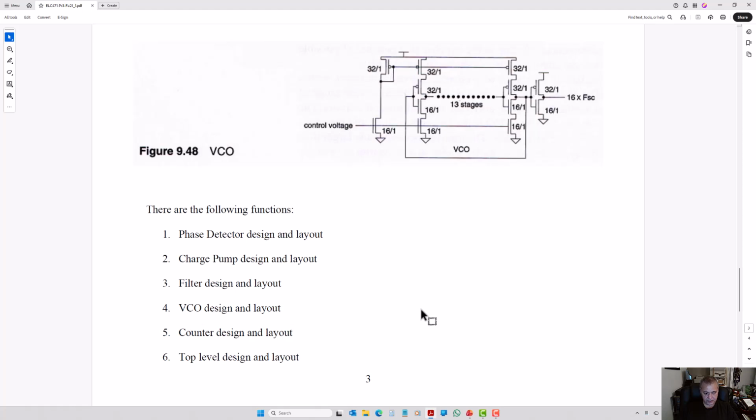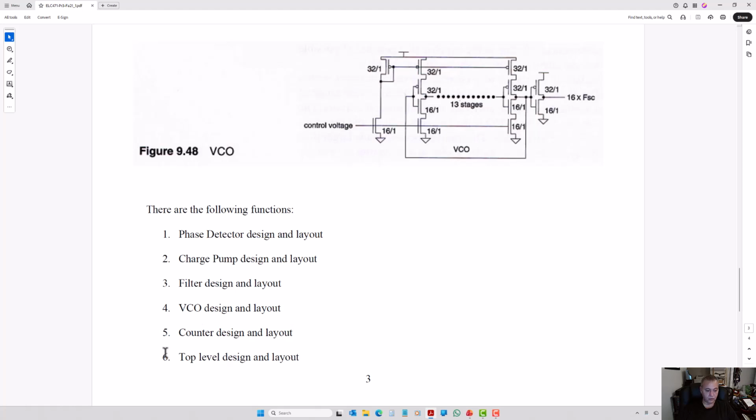So the idea here is that there are going to be 6 teams to work on each of the pieces. The key is that each team that is doing a piece has to give, as soon as you capture the schematic and you test it, and I'm going to talk about how you test each of the pieces, as soon as you have that, you have to give it to the top level design and layout team.